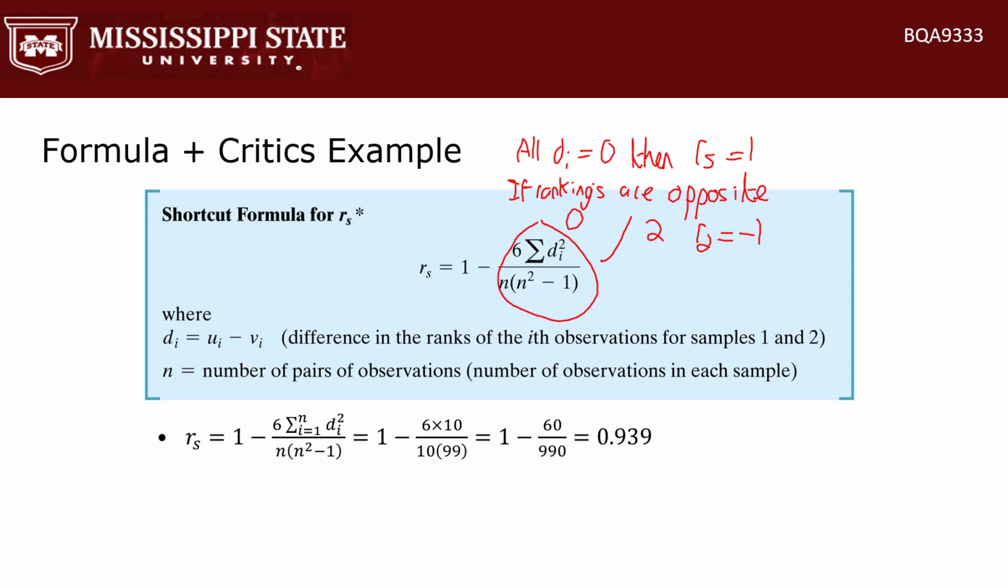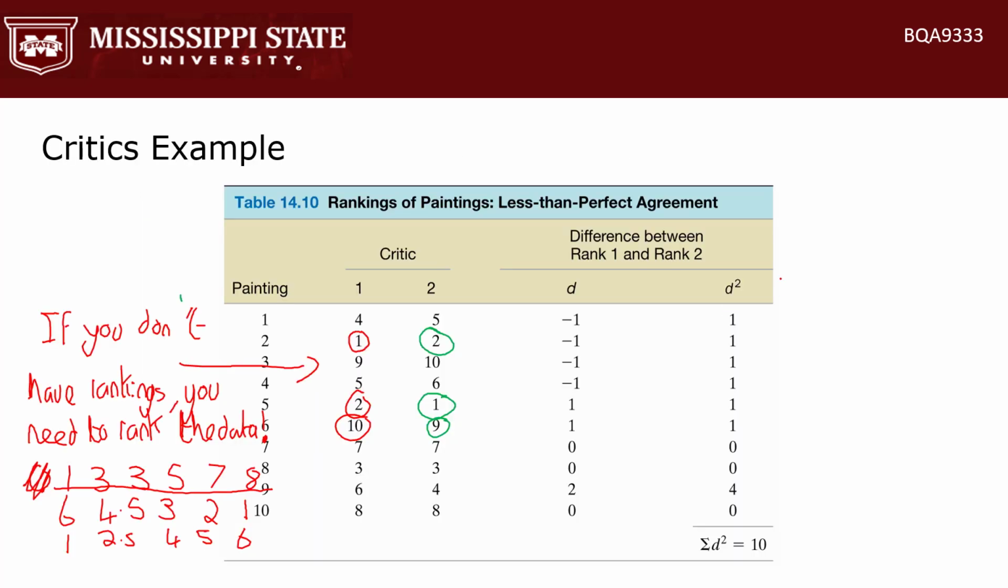So the calculation is different from the Pearson correlation, but it works in the same way. If you've got perfectly ranked the same, then we have a perfect correlation, and I put 2 there. If everything's opposite, then we get a correlation of minus 1. So let's go back a little bit and go back to the critics.